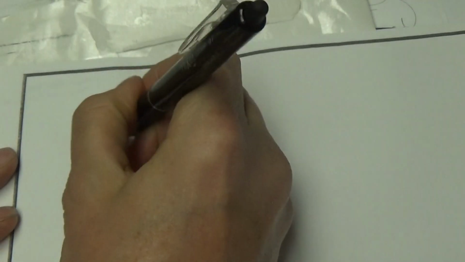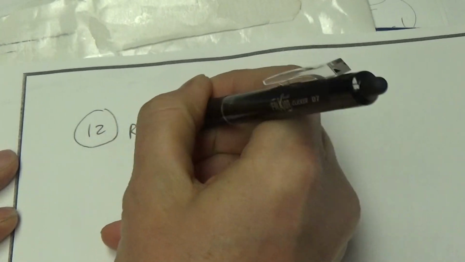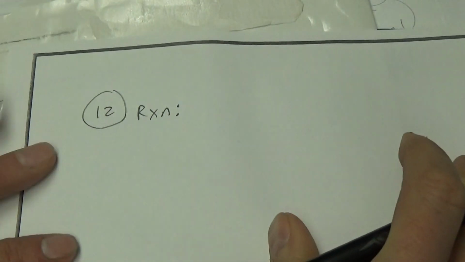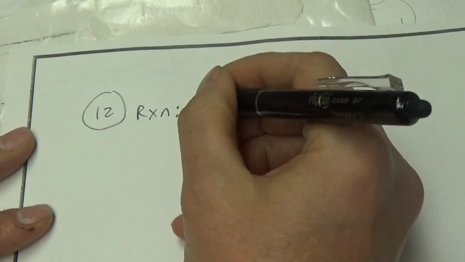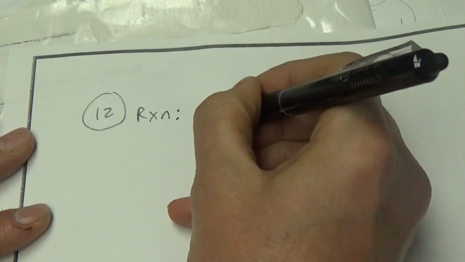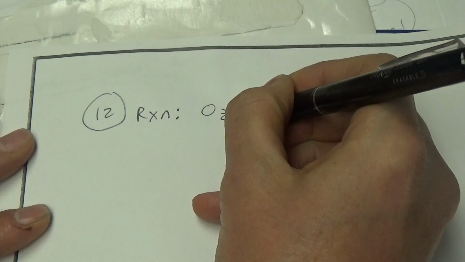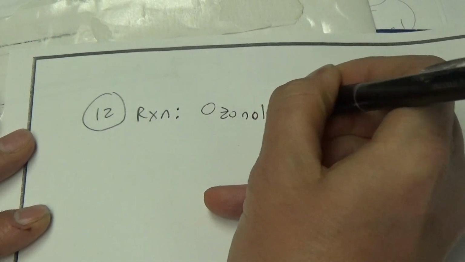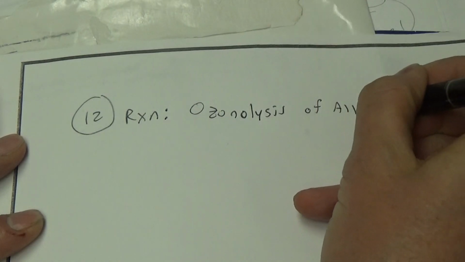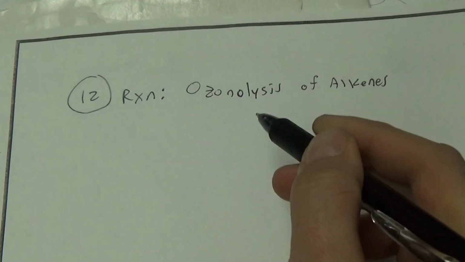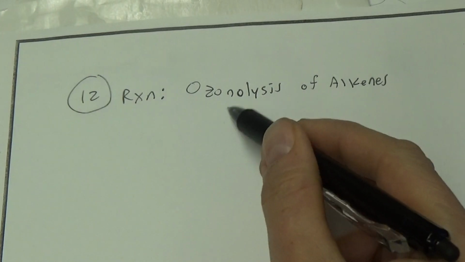Okay, so another reaction. We have just a couple more, I think two more. There's this one and one more. This one's called ozonolysis, ozonolysis of alkenes. What do you think ozonolysis uses as a reagent?